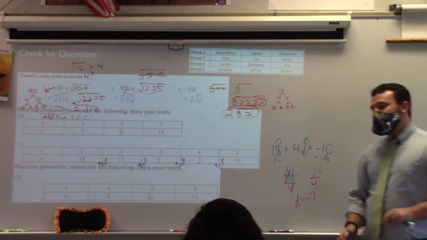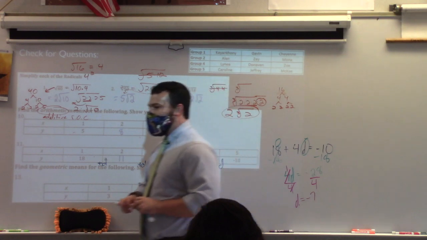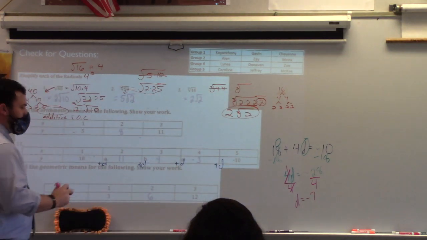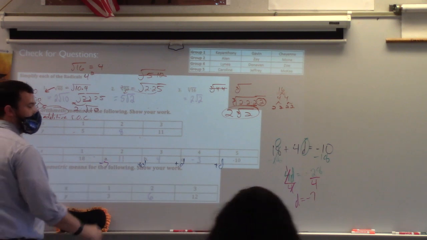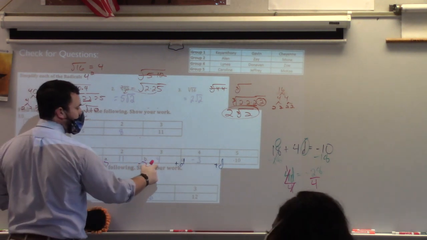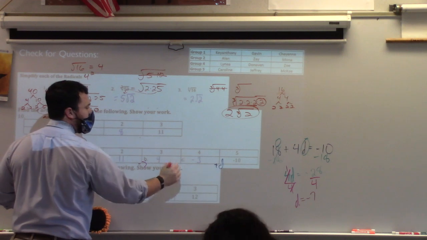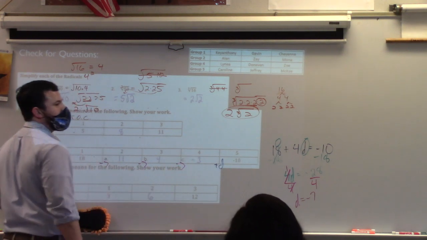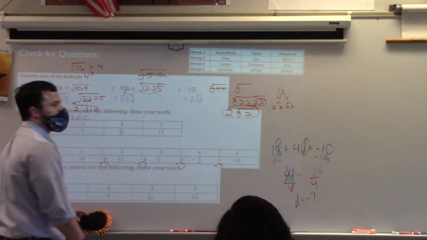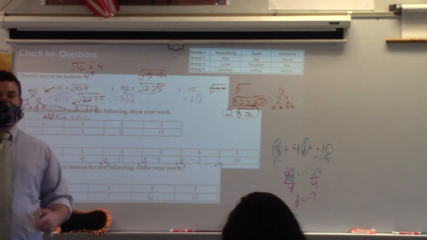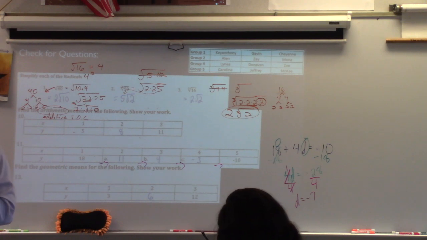So my common difference is negative 7, meaning I'm repeatedly adding what? Negative 7, or just subtracting 7. 18 minus 7, that's 11, right? 11 minus 7 is 4. 4 minus 7 is negative 3. That's why it was negative 3. And notice negative 3 minus 7 is negative 10. If you can find your rate of change, you can answer these questions.